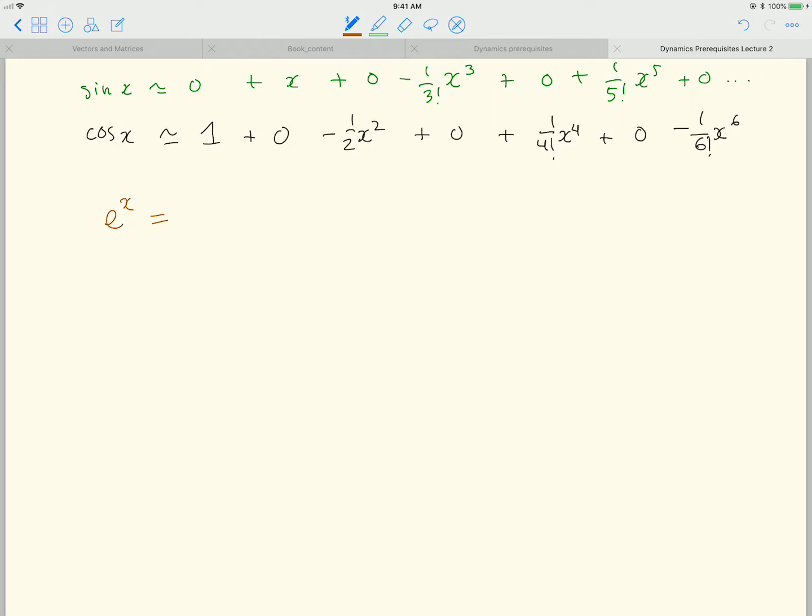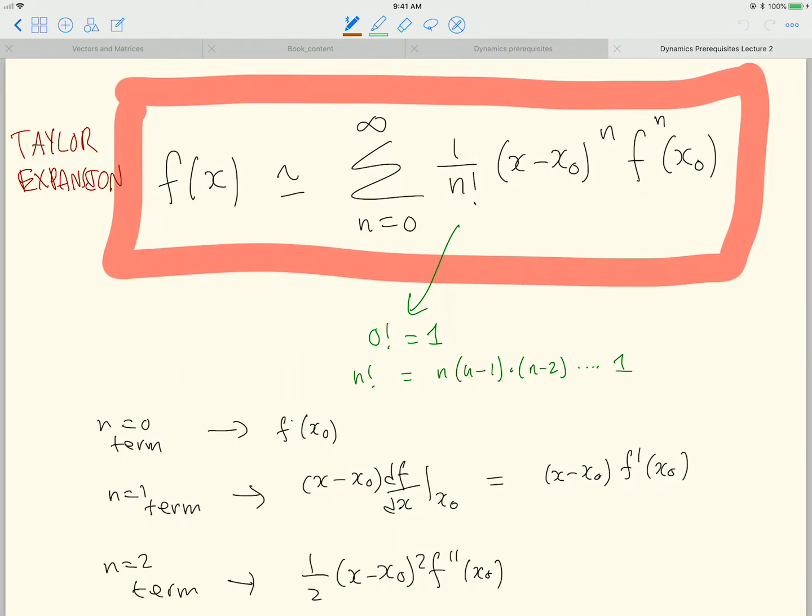Now e to the x, its derivative is just e to the x. That's how we found the number e. That's how we define the number e. So that one's easy, because all the derivatives over here, we can forget about those, and we're going around x equals 0, so we can forget about this. It's just terms that look like 1 over n factorial times x to the n.